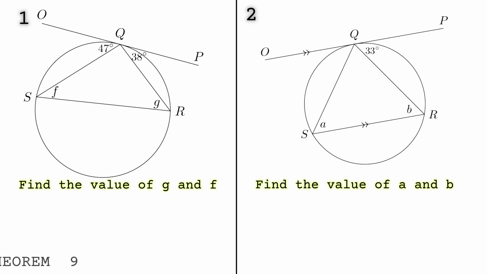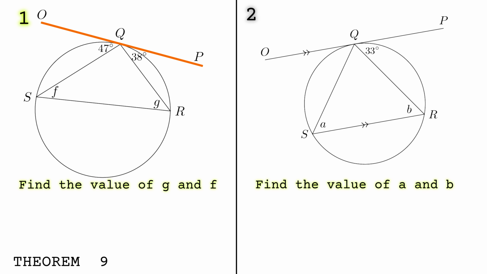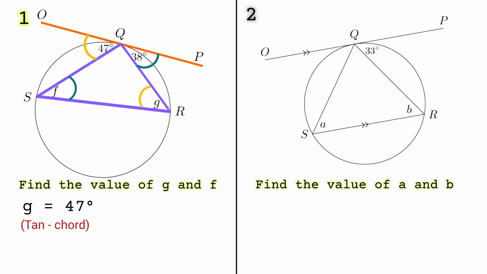Theorem 9 states that the angle between a tangent to a circle and a chord drawn from the point of contact is equal to an angle in the alternate segment. As long as this is a tangent, then this angle, which is an angle between a tangent and a chord, is equal to this angle, and this angle is equal to this angle. So the value of G is 47 degrees, and the value of F is 38 degrees.